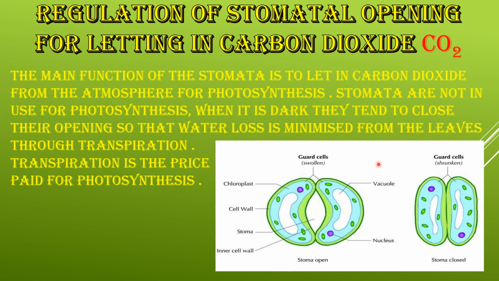The main function of the stomata is to let in carbon dioxide from the atmosphere. Stomata are not in use for photosynthesis in the dark; what they do is close the openings so that water loss is minimized from the leaves through transpiration. In the dark, when there is no photosynthesis, that is at night. When there is light, that is after sunrise, they reopen to allow carbon dioxide to diffuse inside, because carbon dioxide is a raw material for photosynthesis.